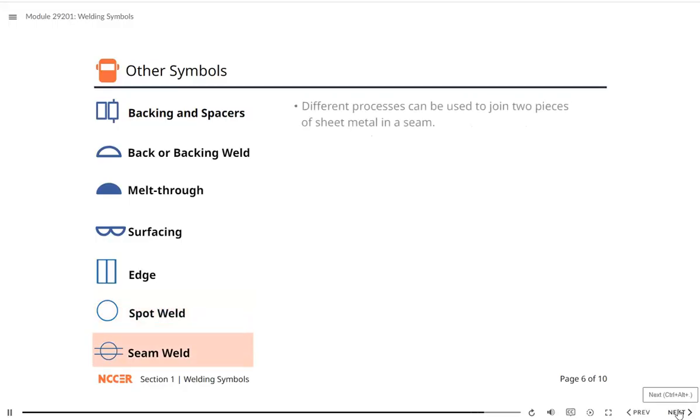Seam welding uses different processes to join two pieces of sheet metal in a seam. The specific process to be used will be noted in the tail.